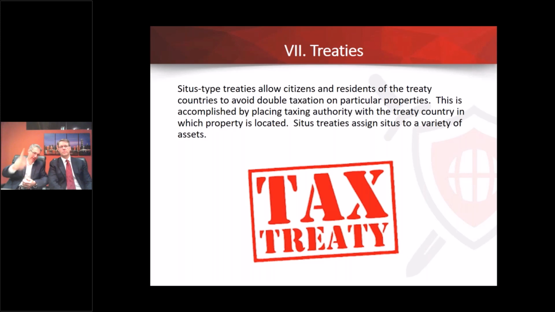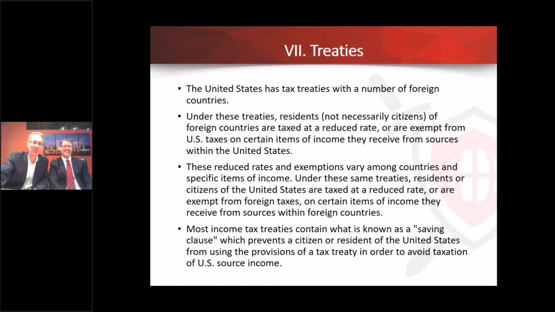That's just made up, though. There is a treaty with France, but in our example, there's no treaty. Okay, sorry about that. That's my life.